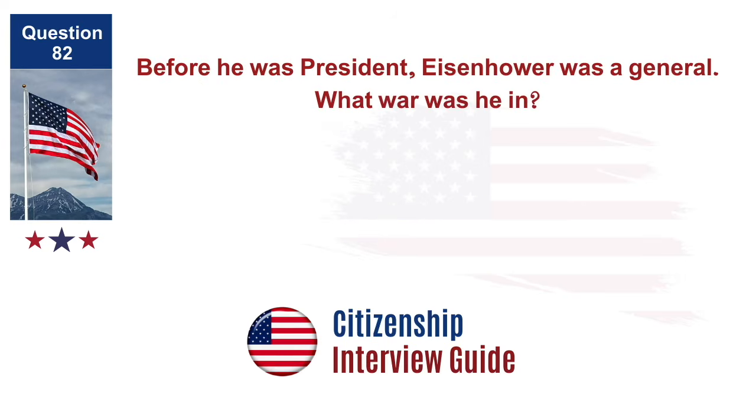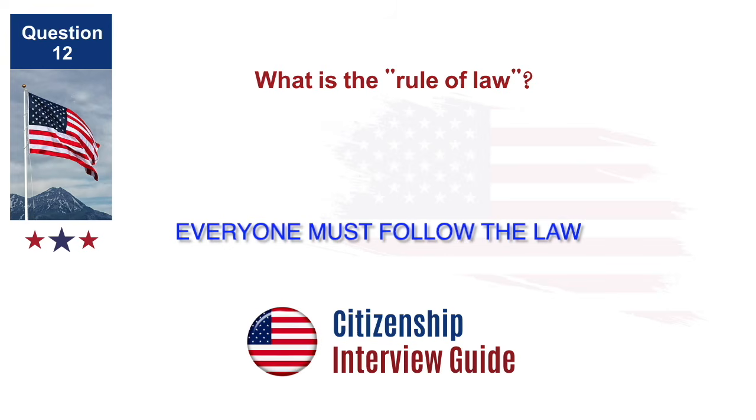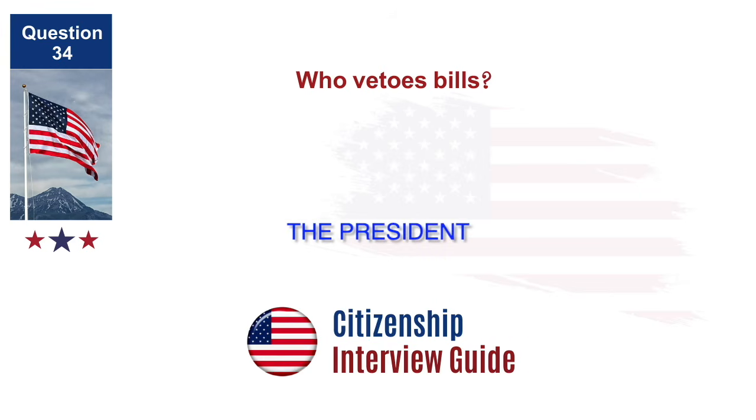Before he was president, Eisenhower was a general. What war was he in? World War II. What is the rule of law? Everyone must follow the law. Who vetoes bills? The President.